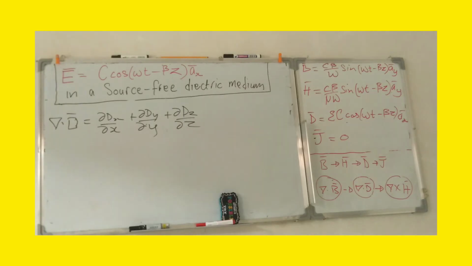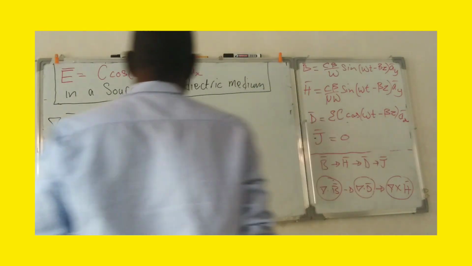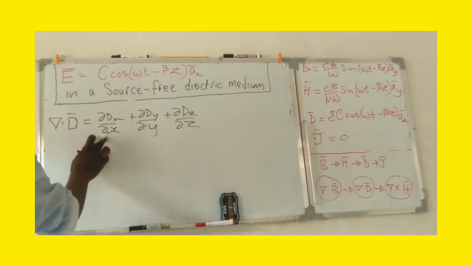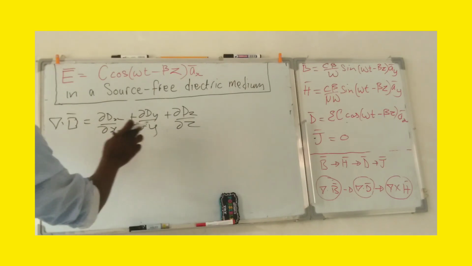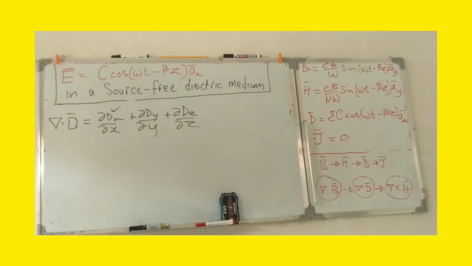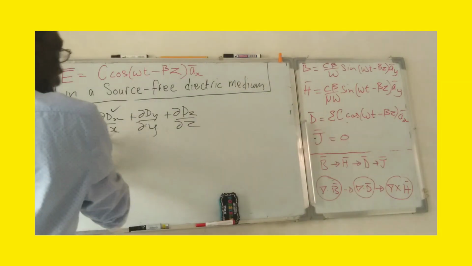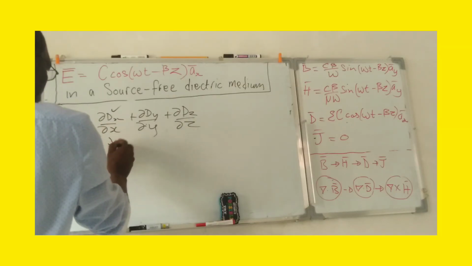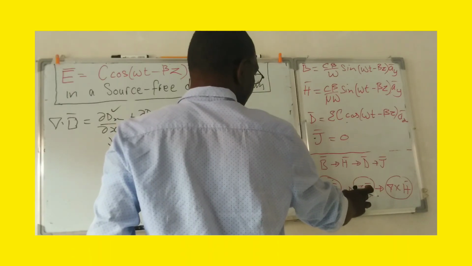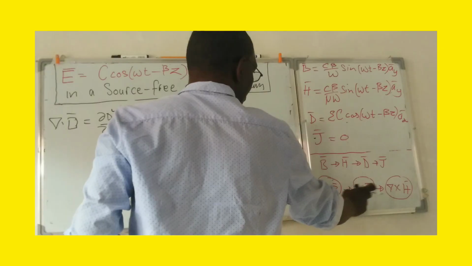Okay, now look at D. D is along the x direction. So this does not exist. This does not exist. So this does not exist. This does not exist. We are only interested in that part. But when you look at D, the D field, it's not a function of x. So this is equal to 0. So therefore, we have proved that the divergence of our field is equal to 0.